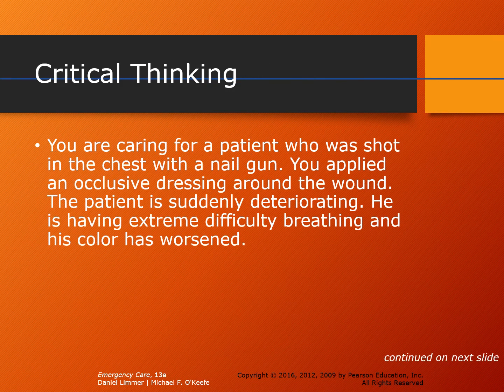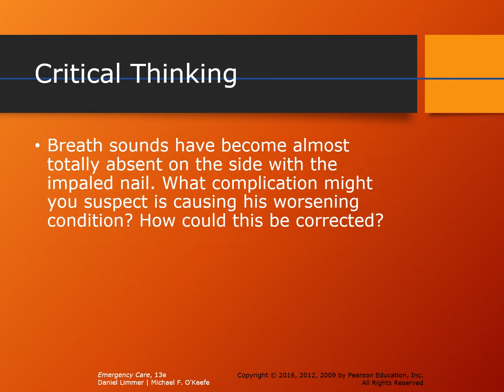All right, here we go. Critical thinking time. You are caring for a patient who was shot in the chest with a nail gun. You've applied an occlusive dressing around the wound when all of a sudden your patient begins to deteriorate. They're having extreme difficulty breathing and their color has worsened. Breath sounds have become almost totally absent on the side with the impaled nail. What complication might you suspect is causing his worsening condition, and how can this be corrected?